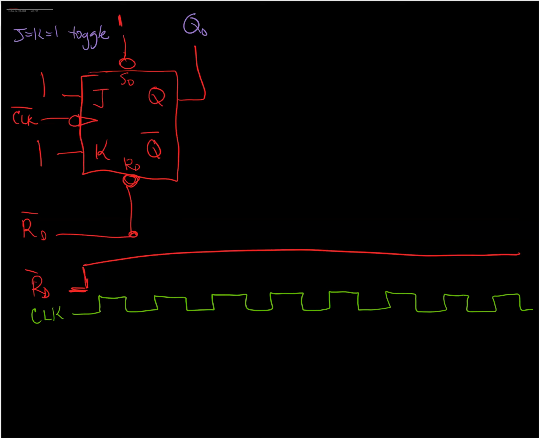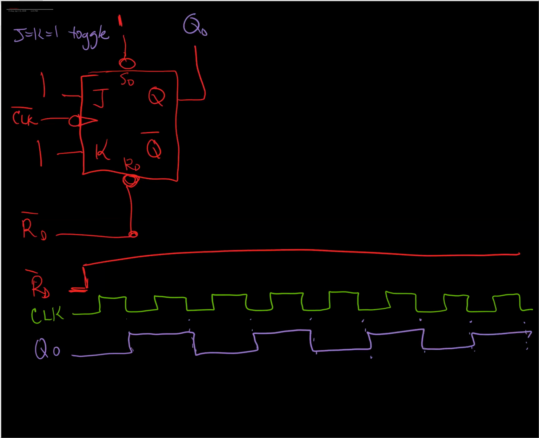I want to draw my output Q0. So remember, Q0 is just going to toggle on the negative edge of this clock because J and K have been set both high, and that is the toggle condition. So with every negative edge, Q0 is toggling, which means it is going to the opposite state of the one that it is in. Now, that gives us 1 bit.